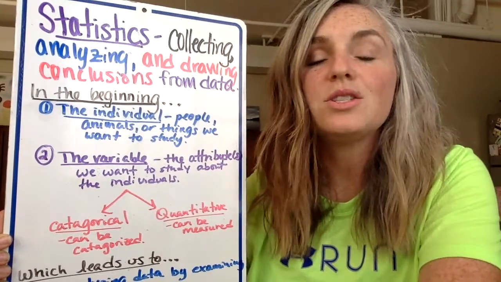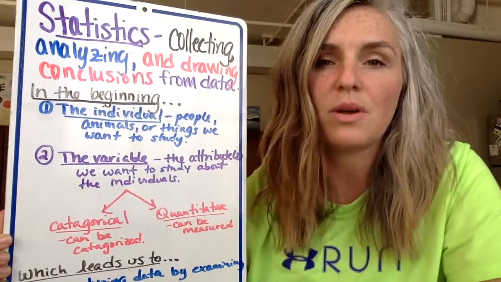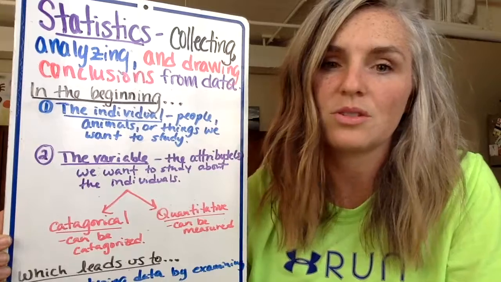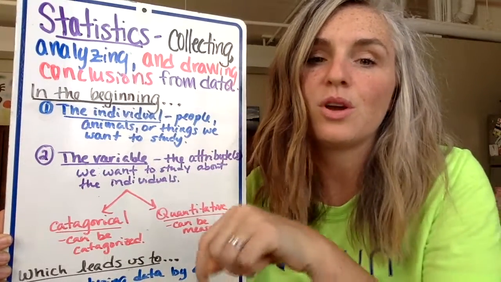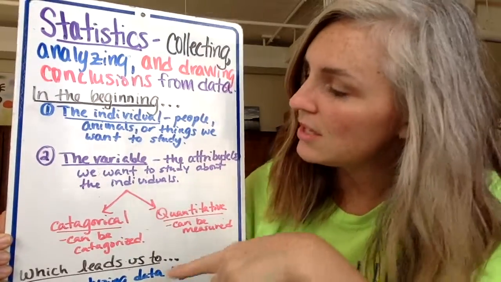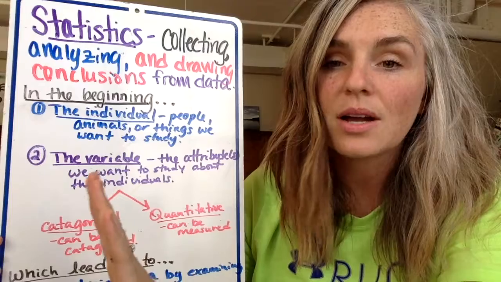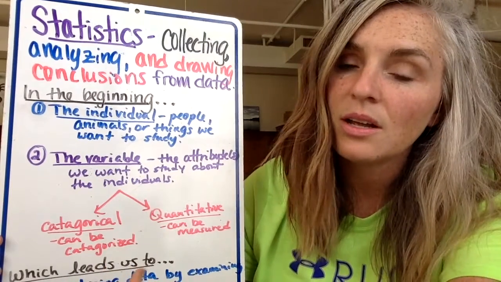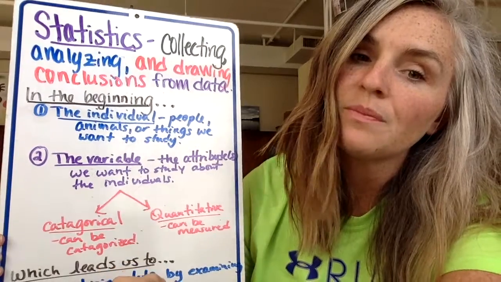Then we move on to what are we actually studying here? What attribute are we interested, or what attributes are we interested in about those individuals? And those are called our variables. There are two kinds of variables. As you can see, we talked about categorical, which just means we can categorize it, but we can't measure it. And then quantitative, which are measurable variables.